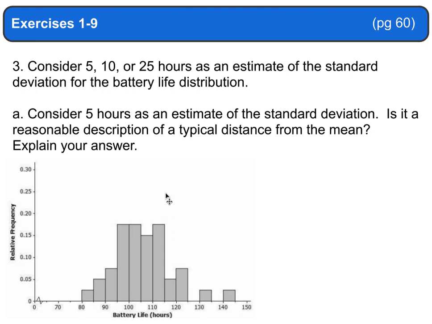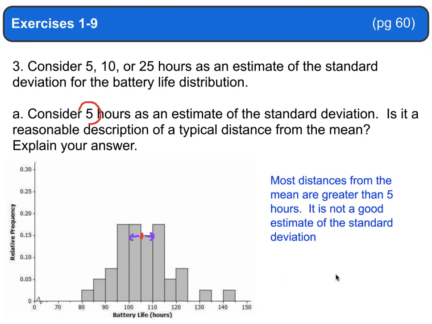In A, consider 5 hours as an estimate for the standard deviation. If we assumed 105, right here, would be that piece. If we set a standard deviation of 5 hours, that means we would be considering going 5 hours this way and 5 hours this way. Would that be an acceptable standard deviation for our data or not? That's what we're looking to consider. In this particular case, most of the distances from the mean are greater than 5 hours, so this would not be considered a good estimate for the standard deviation.